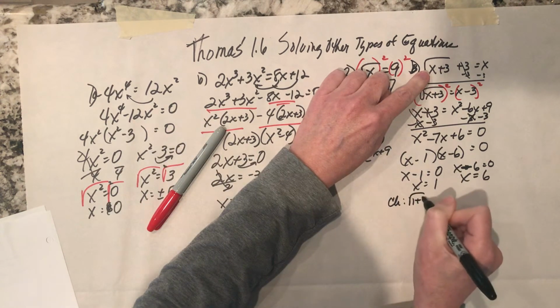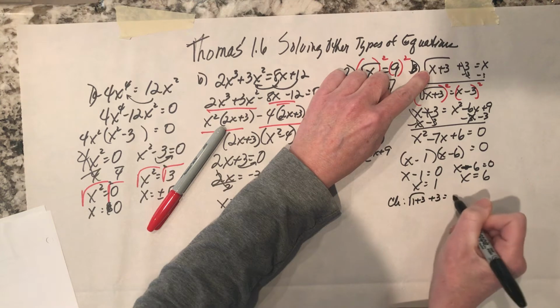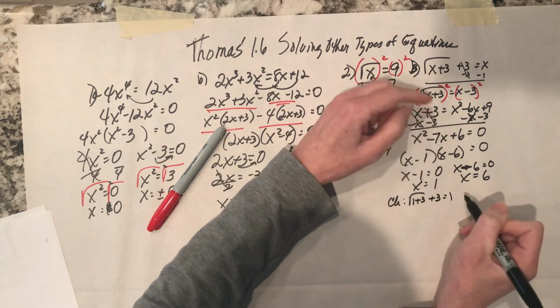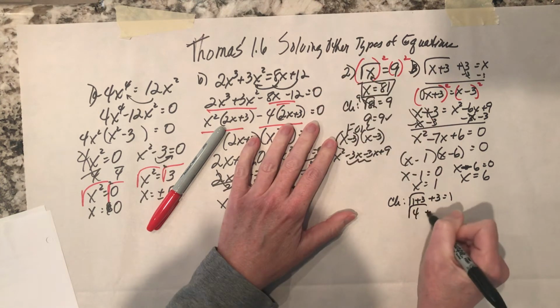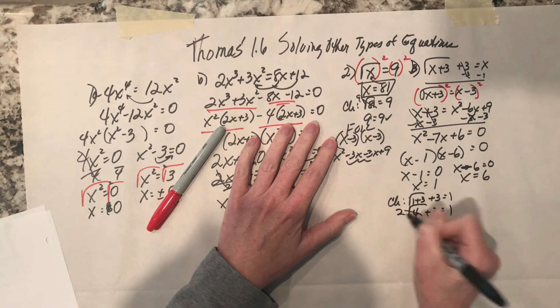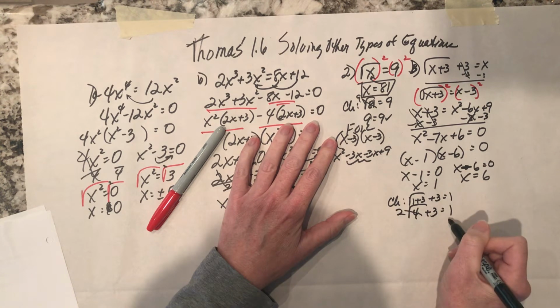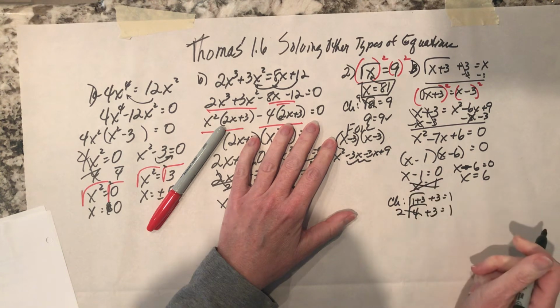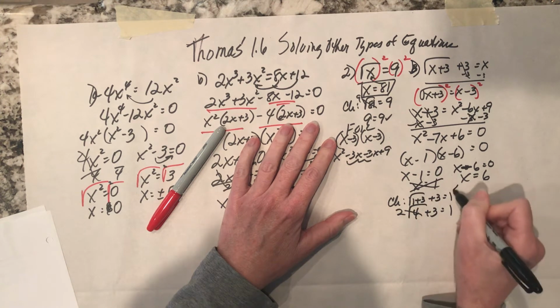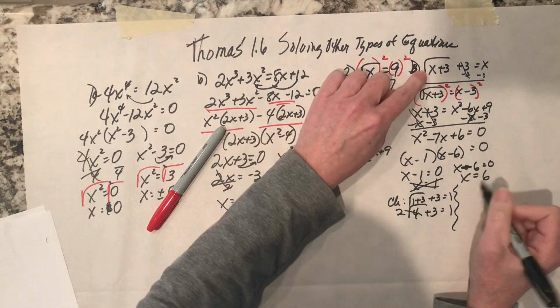The square root of 1 plus 3 equals 1 again. Square root of 4 plus 3 equals 1. That's a 2. 2 plus 3 does not equal 1. So x equals 1 just isn't an answer for us. Let's see if 6 will work. Plug it in up here.